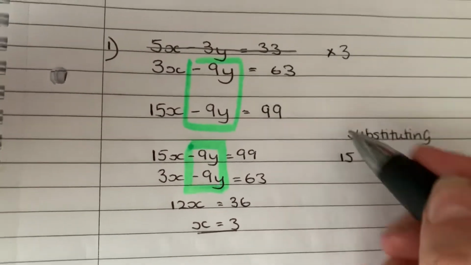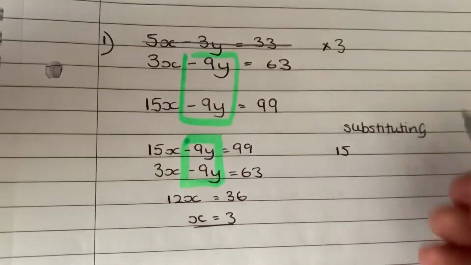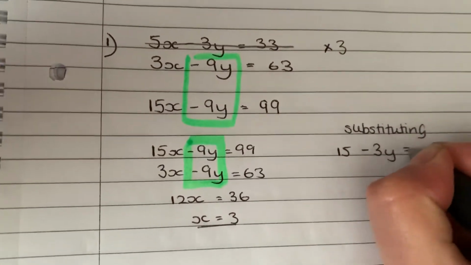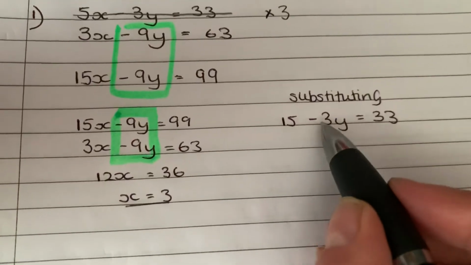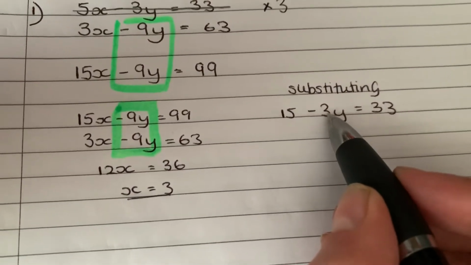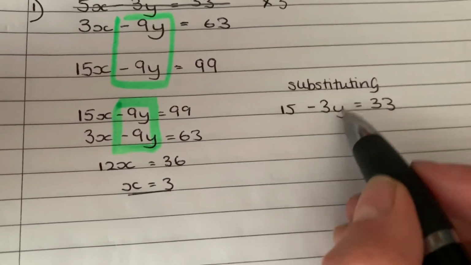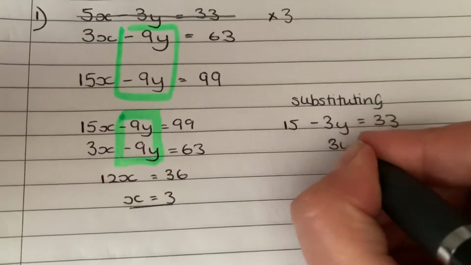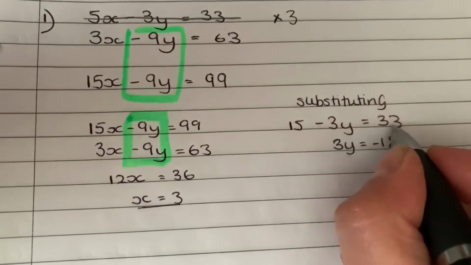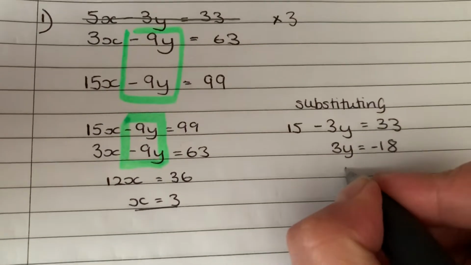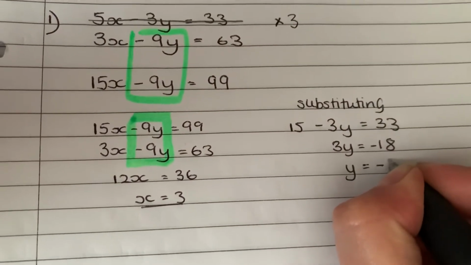Okay, so 15 instead of 5x minus 3y equals 33. Now we can see here, we've gone from 15, we're subtracting something and the answer is getting bigger. So this means that this 3y would have to be worth minus 18. Okay, because if we subtract a negative, it's going to be the same as adding. So therefore y is going to be minus 6.